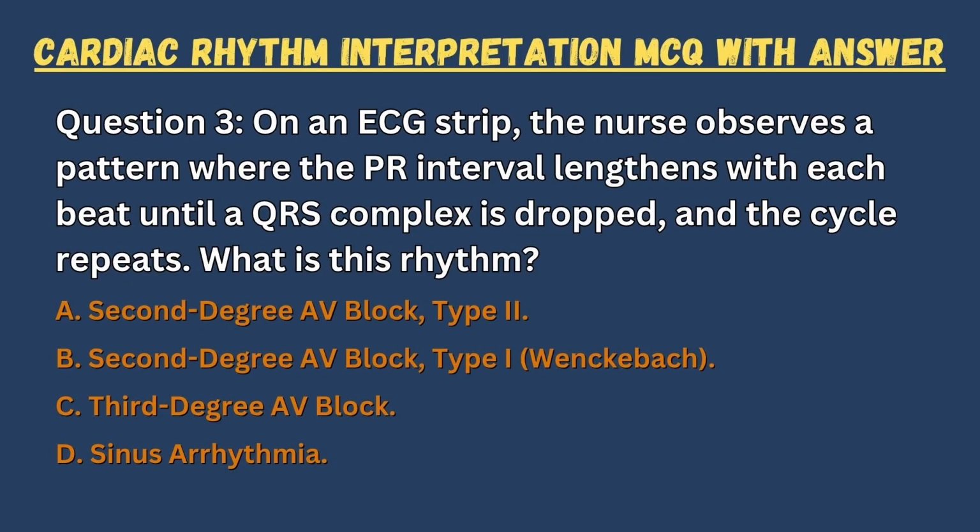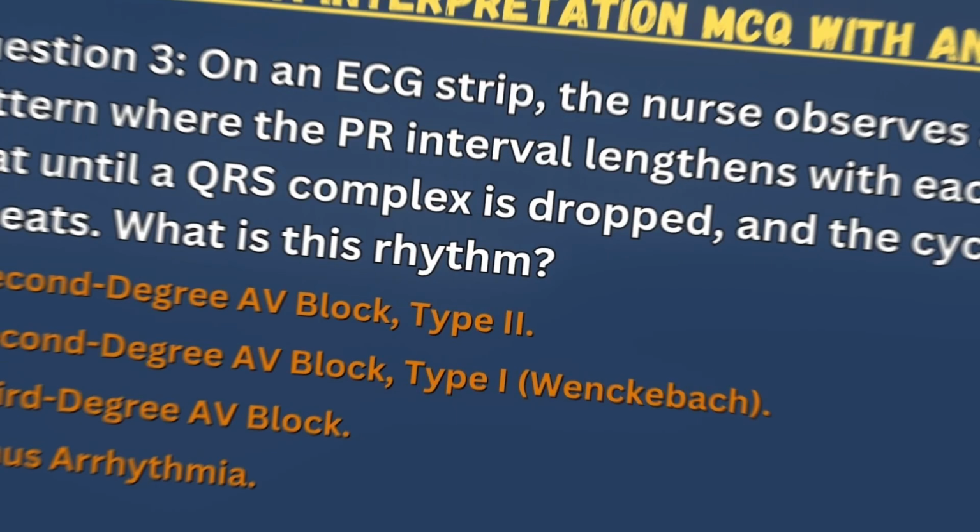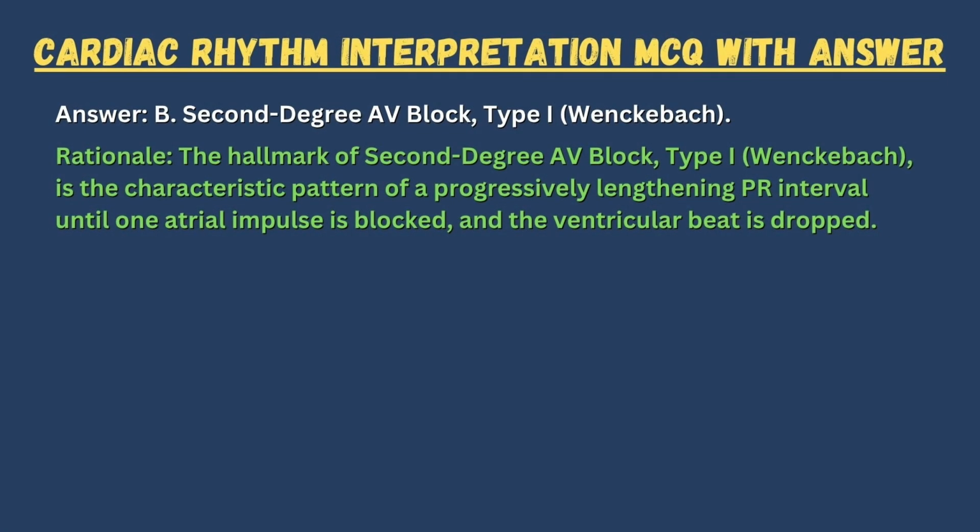B. Second degree AV block, type 1 Wenckebach. C. Third degree AV block. D. Sinus arrhythmia. Answer. B. Second degree AV block, type 1 Wenckebach. Rationale. The hallmark of second-degree AV block, type 1 Wenckebach, is a characteristic pattern of a progressively lengthening PR interval until one atrial impulse is blocked and the ventricular beat is dropped.